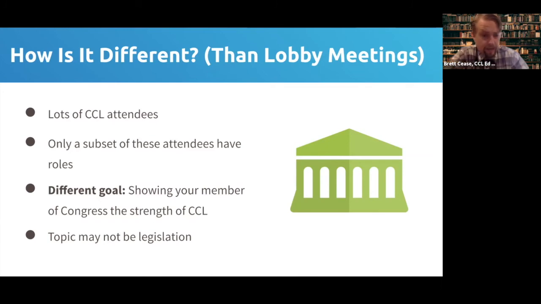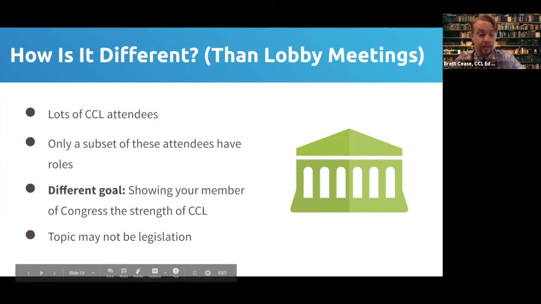Different goal, obviously, with this specific focus, a joint CCL meeting is showing the strength that you have in exercising your grassroots power. How many people can you generate? How much people power can you move in showing up and really engage the topic and highlight the importance of environmental policy priorities in the district.